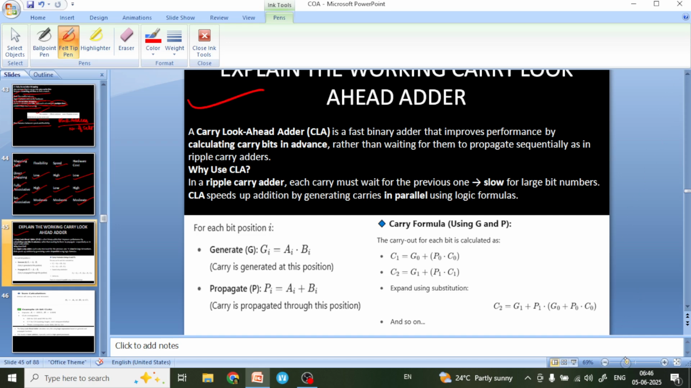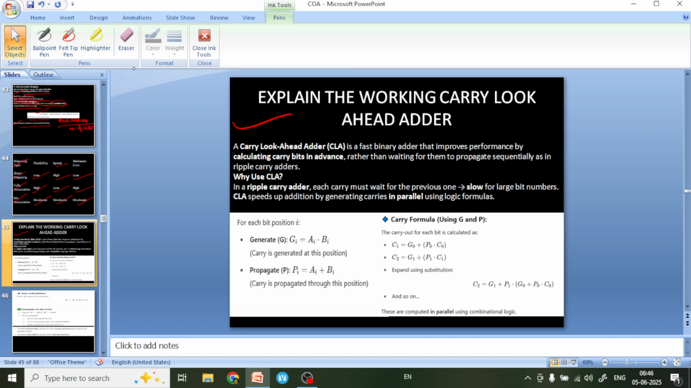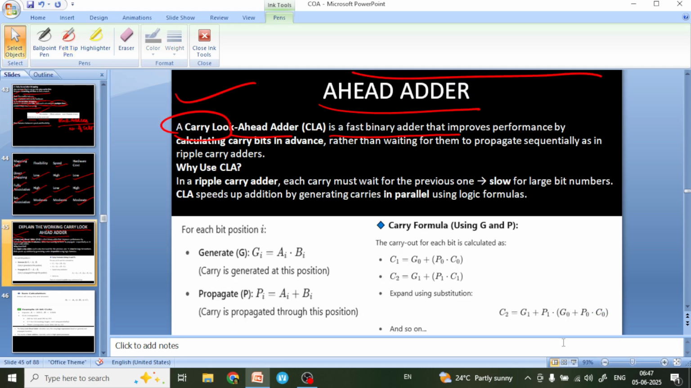Now explain the working of the carry look ahead adder. A carry look ahead adder means CLA. It is a fast binary adder which improves performance by calculating carry bits in advance, rather than waiting for them to propagate sequentially as in ripple carry adders. Why use a carry look ahead adder?